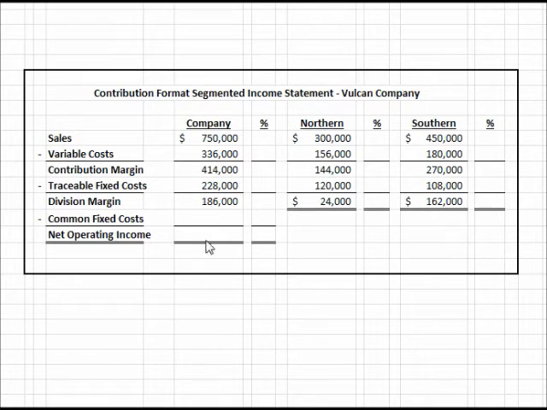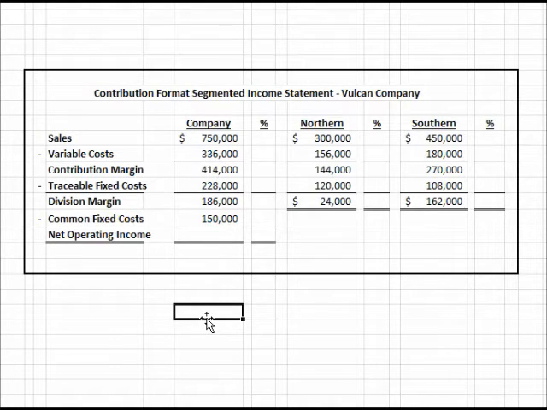Now, how do we get the common fixed costs? Well, what do we know? If we look at the income statement that's given in the book, we know the total fixed cost was 378,000. The traceable fixed costs added up to 228. So if we take 378,000 minus the 228, we end up with common fixed costs of 150.